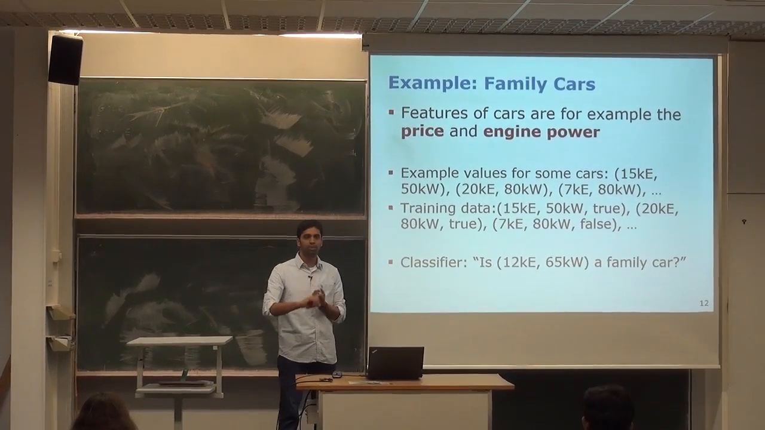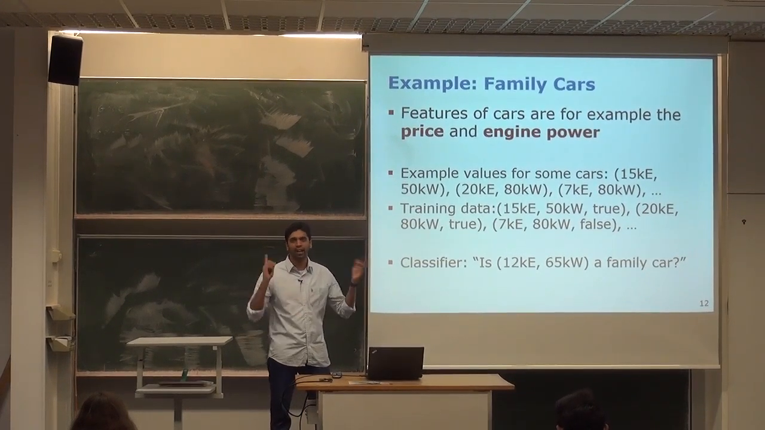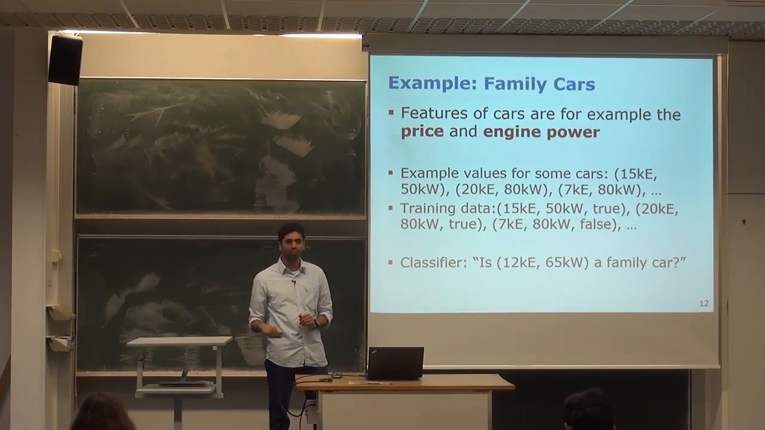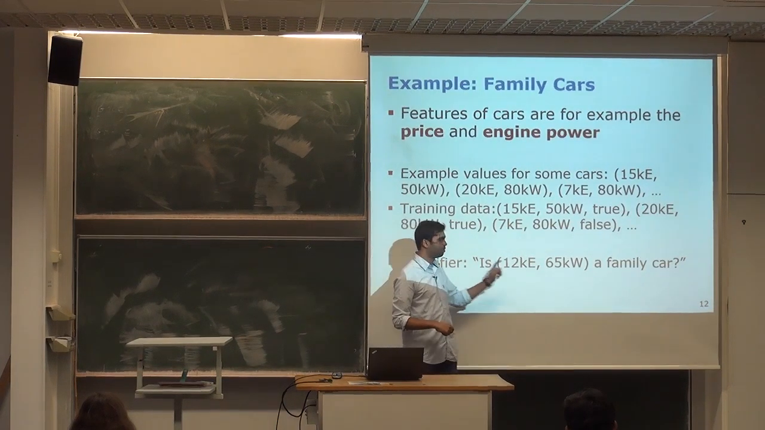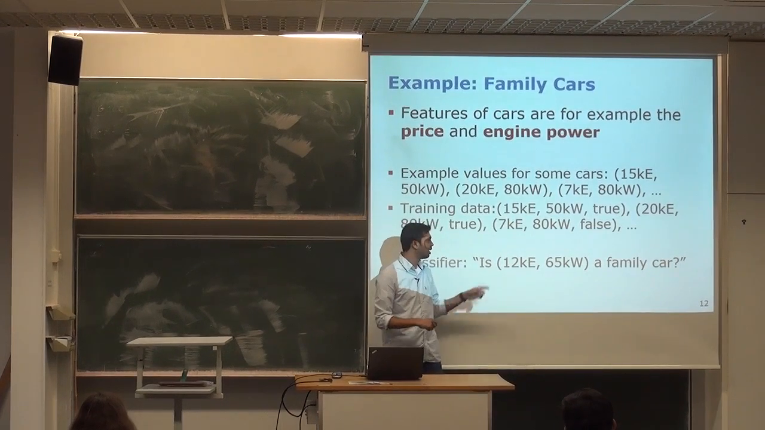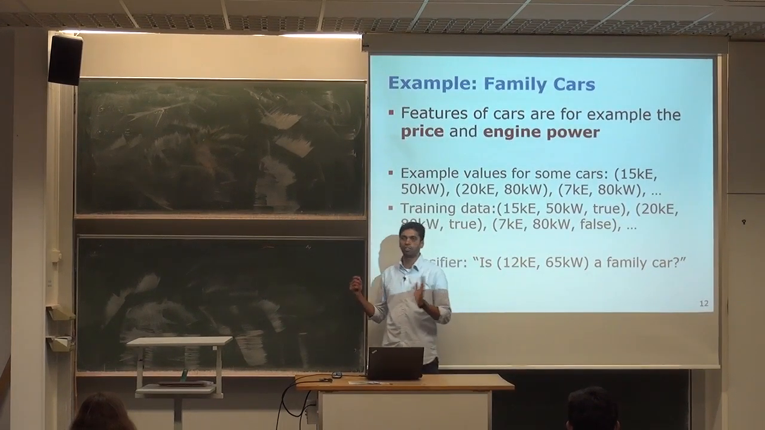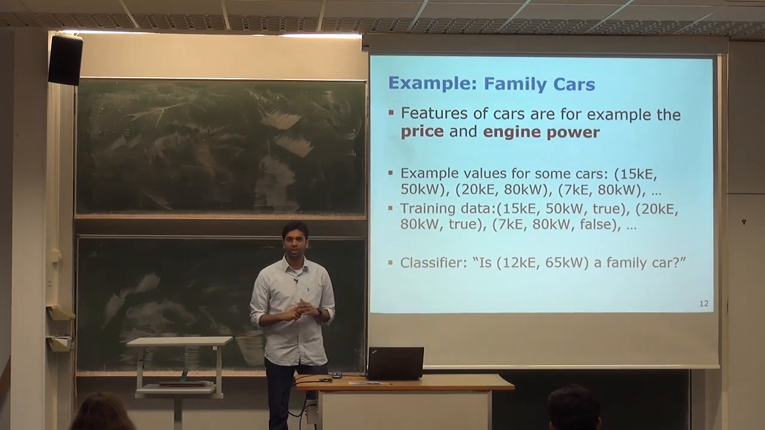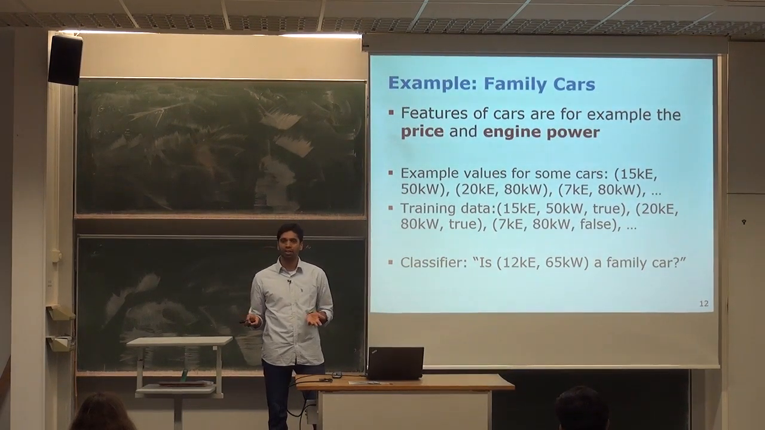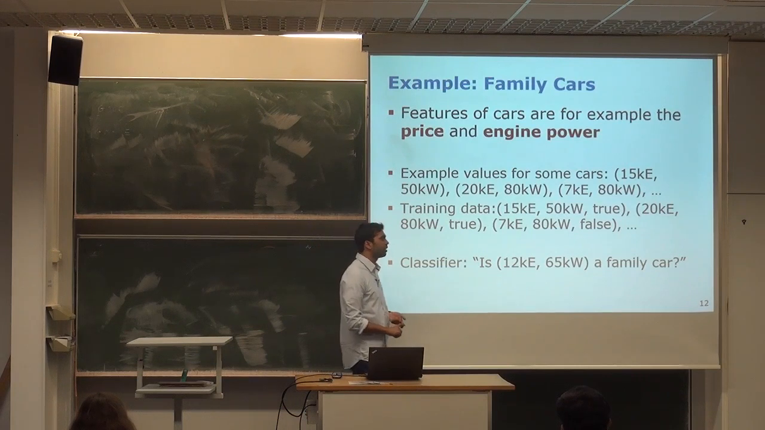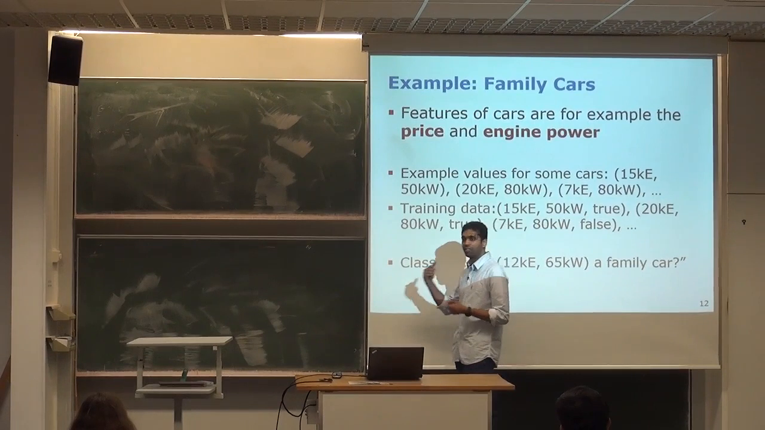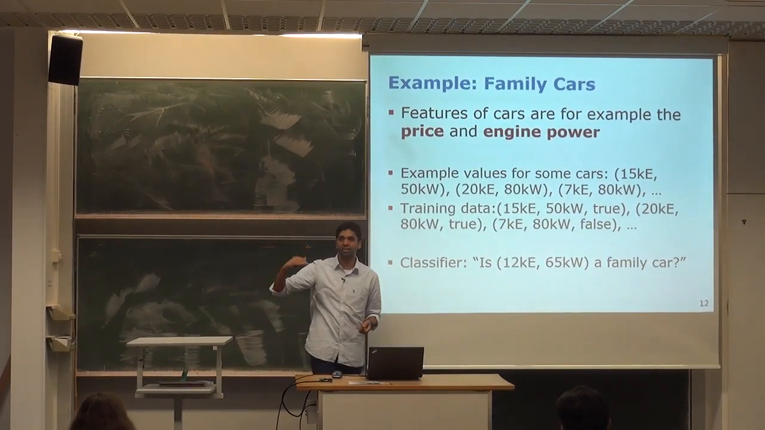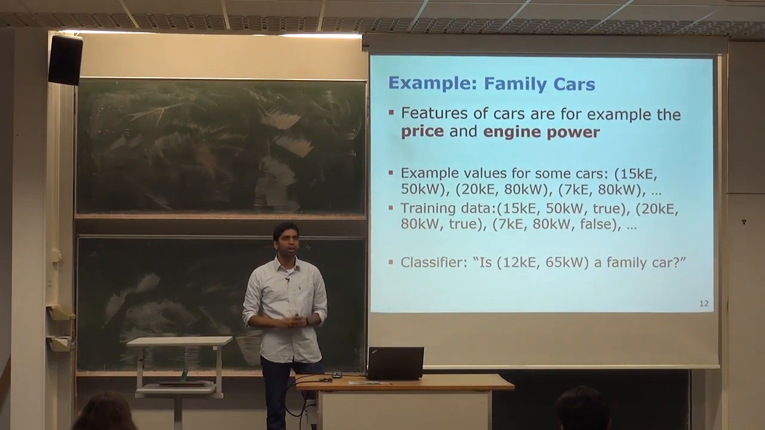Right? So you ask, say, 100 people, and they tell you these things. My car is this much, it costs this much, it has this much power, and I consider it as a family car or not. The question then is, somebody else, a new person, comes and asks: my car costs 12,000 euros and has 65 kilowatt of engine power. Is this a family car or not? The goal, or the aim, of the classifier would be to tell is it or is it not, given that you have a set of previous examples to use as reference for learning the model.